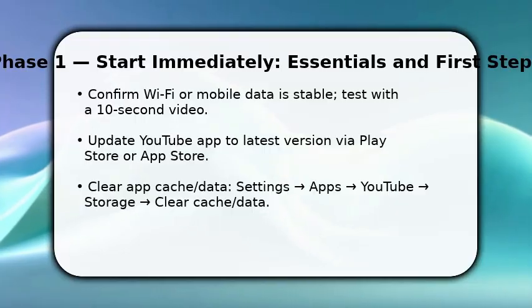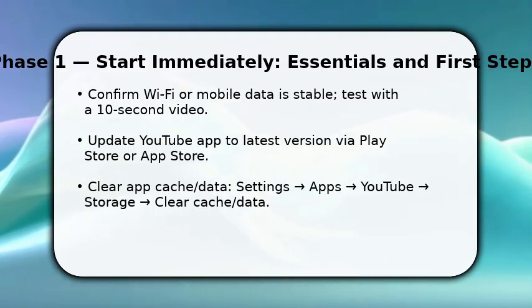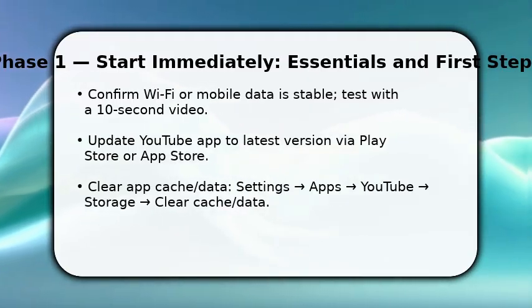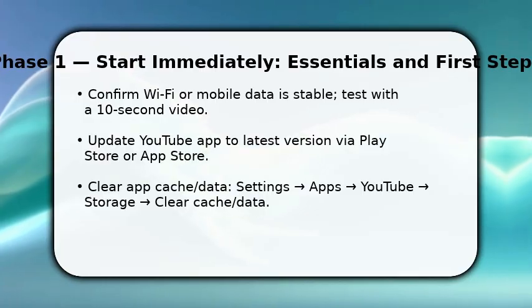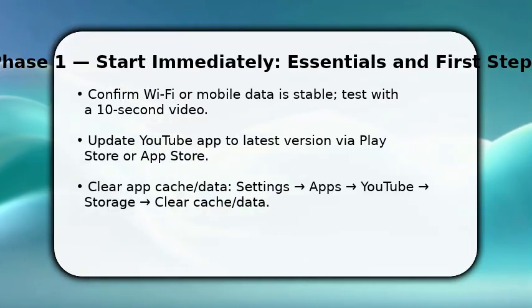You start by confirming network and app basics. Do not skip this. First, make sure your Wi-Fi or mobile data plays a short 10-second video so you know connectivity works. Once done, open the Play Store or App Store and update YouTube to the latest release. Updates often fix loading loops.